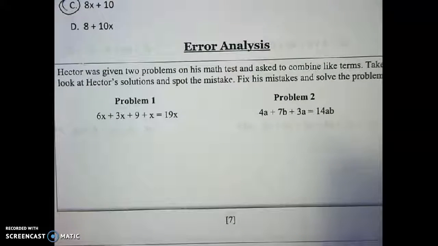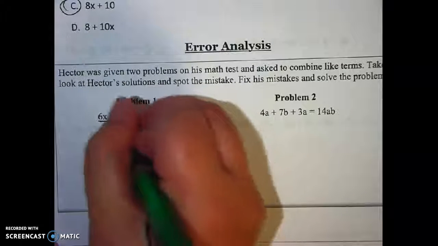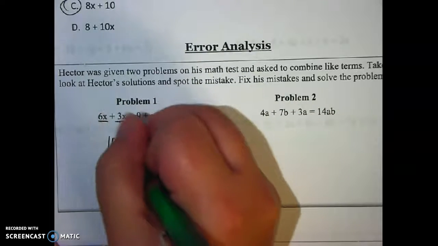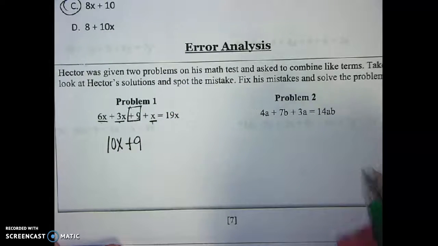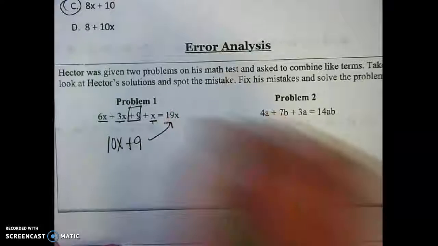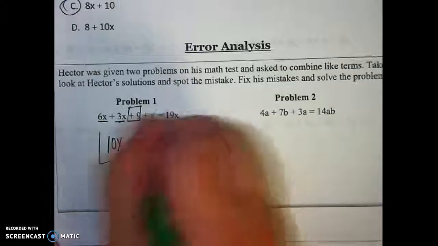Hector was given 2 problems on his math test and asked to combine like terms. Take a look at Hector's solution, spot the mistake, fix his mistake, and solve the problem. So 6x plus 3x is 9x, plus x is 10x, plus 9. Hector combined 10x plus 9x to be 19x, but those are not like terms, so you cannot combine those. And this is the correct answer.